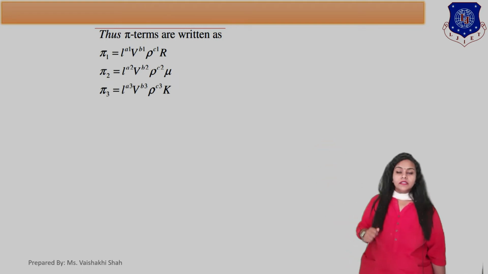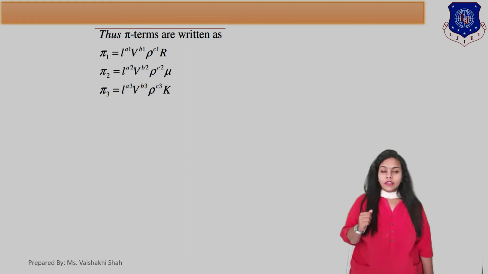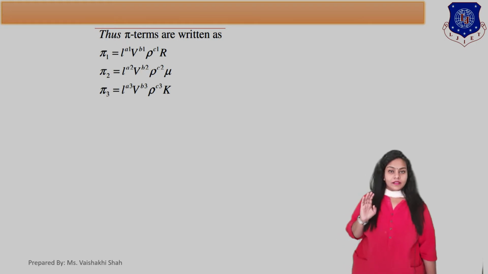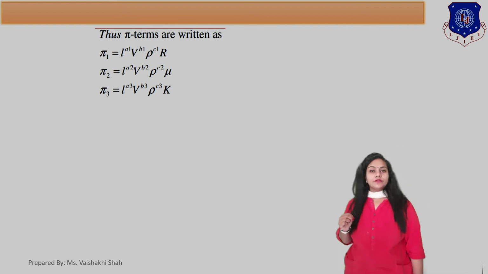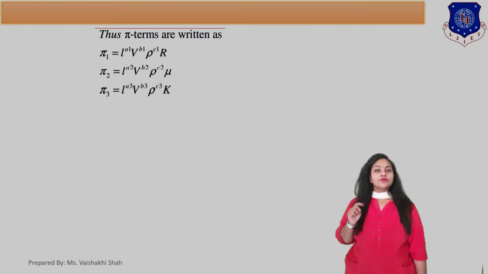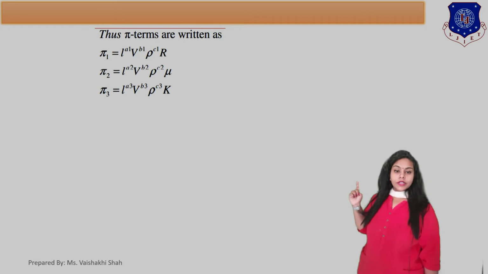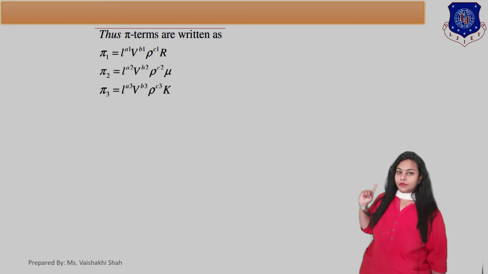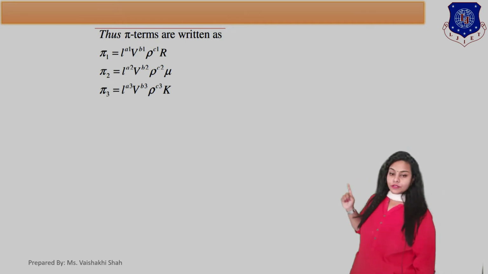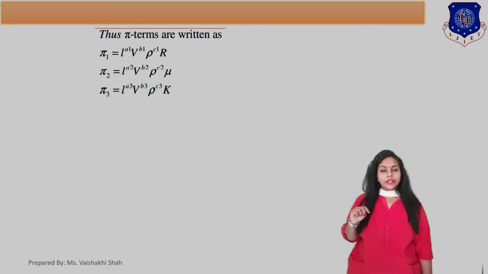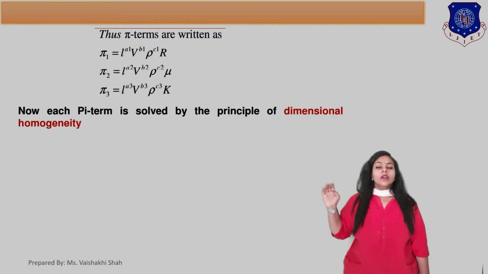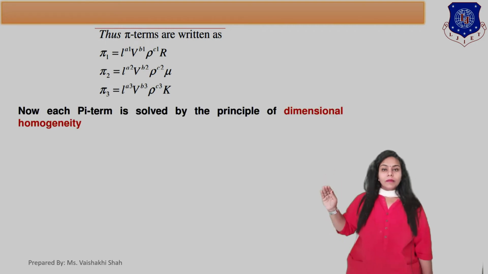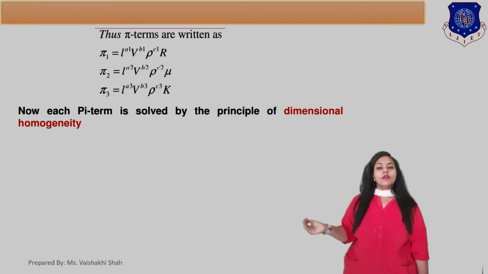Now the pi terms are written as π1 = L^a1 V^b1 rho^c1 R, π2 = L^a2 V^b2 rho^c2 mu, and third, π3 = L^a3 V^b3 rho^c3 K. Now each pi term is solved by the principle of dimensional homogeneity.